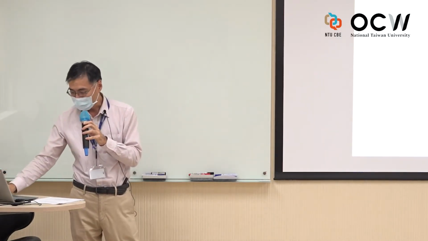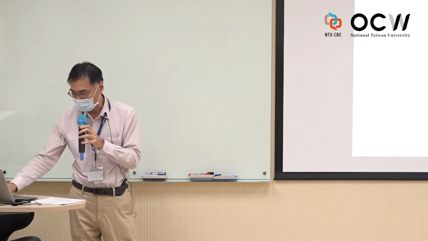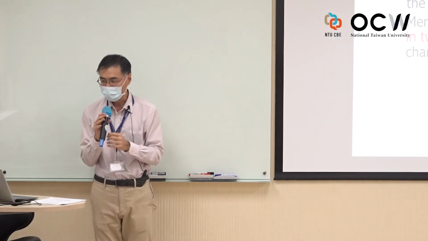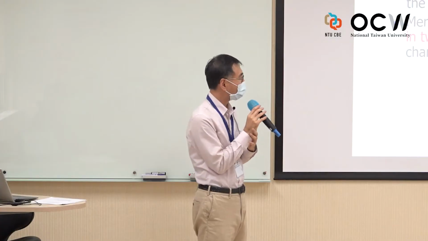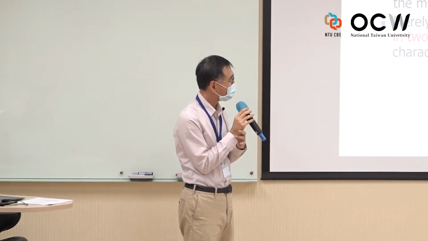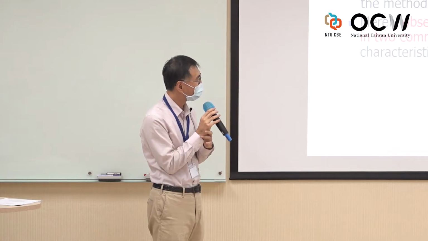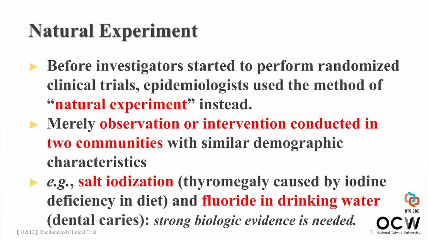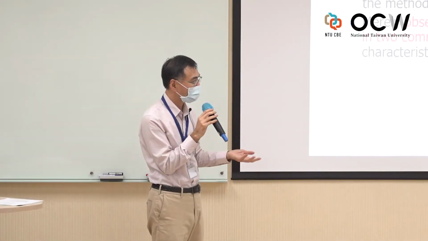Anyway, so natural experiment is the origin of the randomized control trial. Before epidemiologists started to perform modern randomized control trials, we used the method of natural experiment instead. What is a so-called natural experiment? That's because most epidemiology studies are just about observation. So it's pretty unlikely to perform an intervention, especially on a big scale in the very beginning. What we can do is observe two communities that are not very different from each other in every aspect. Then observation would be the first step.